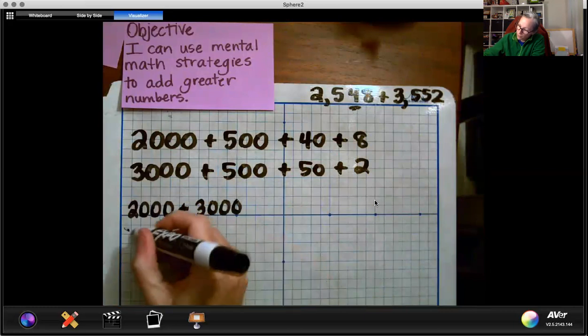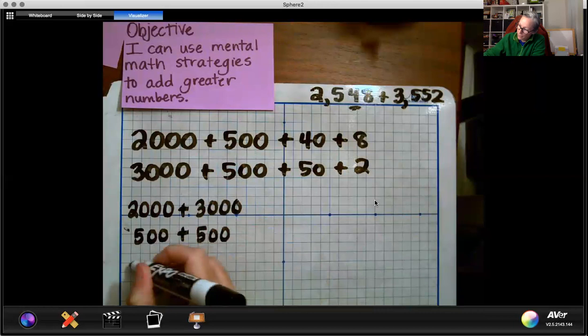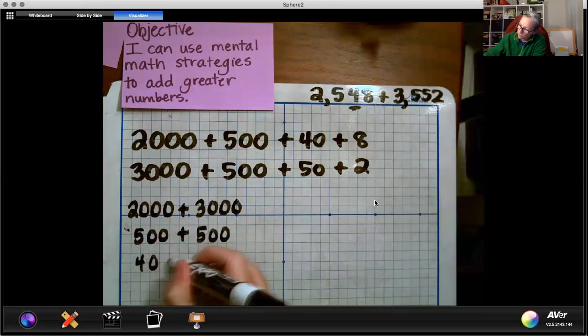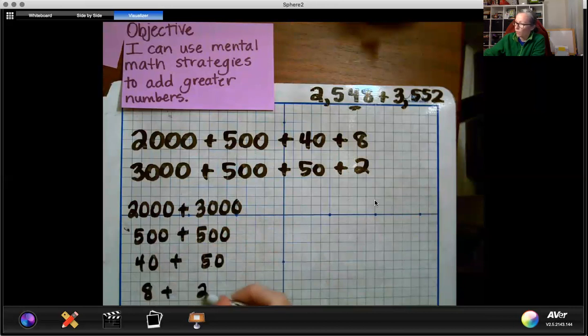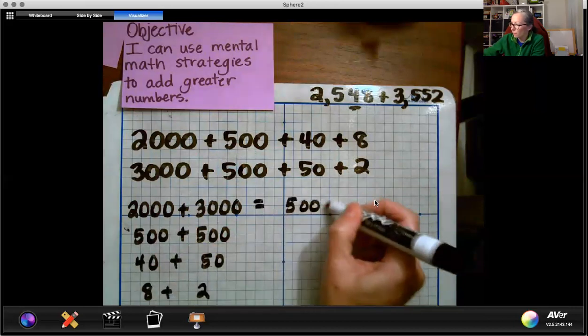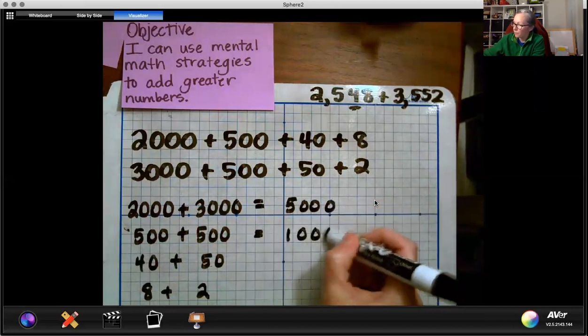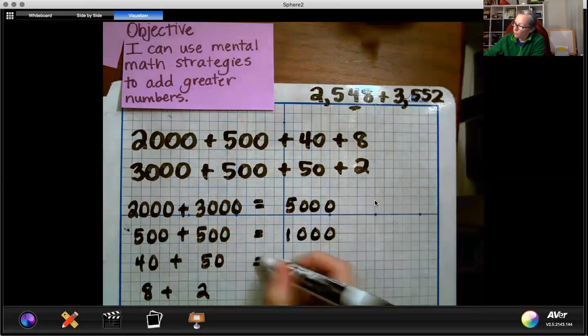the hundreds together, the tens together, and the ones together. So 2,000 plus 3,000 is 5,000. 500 plus 500 is 1,000. 40 plus 50 is 90. And 8 plus 2 is 10.